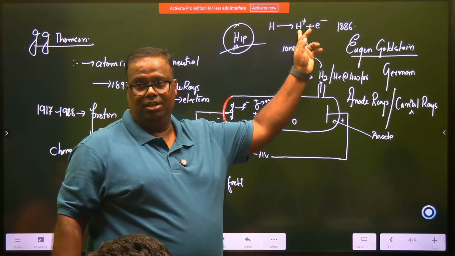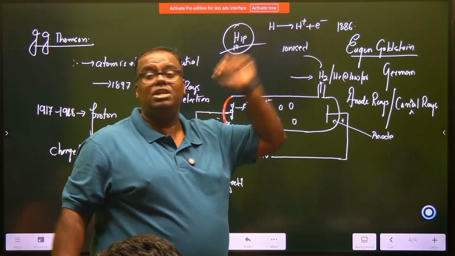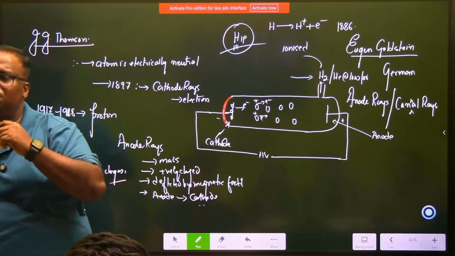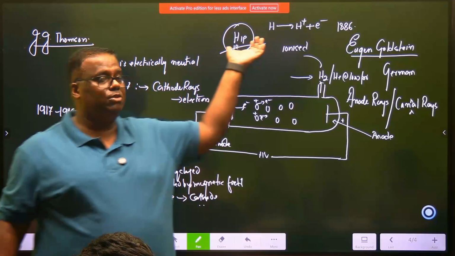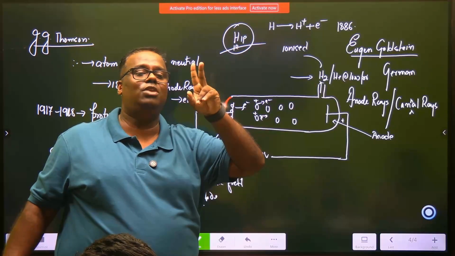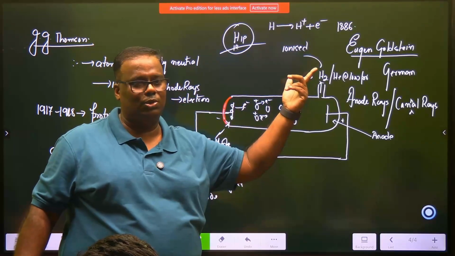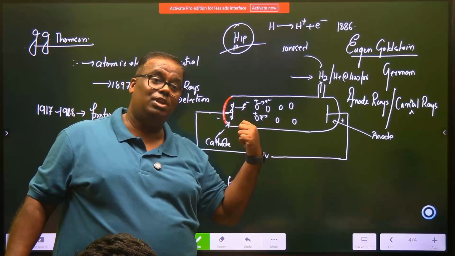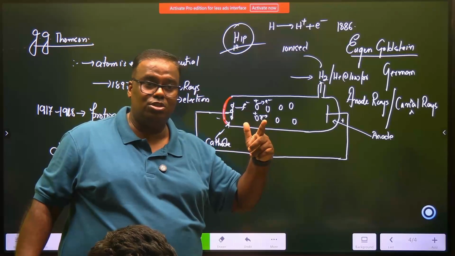You understood this? Hydrogen becomes hydrogen ion by losing one electron. What is a hydrogen ion? A hydrogen ion is a proton. Just think, hydrogen in its atomic state has one proton and one electron. You have pilfered the electron. So what is left? Proton. So this question is often asked in interviews also. Are anode rays protons? No.